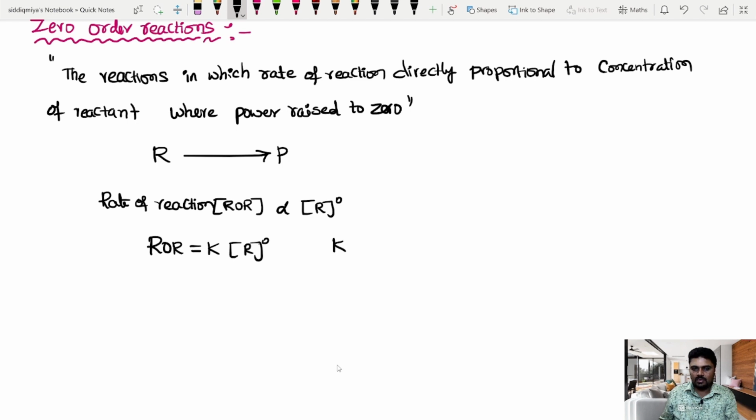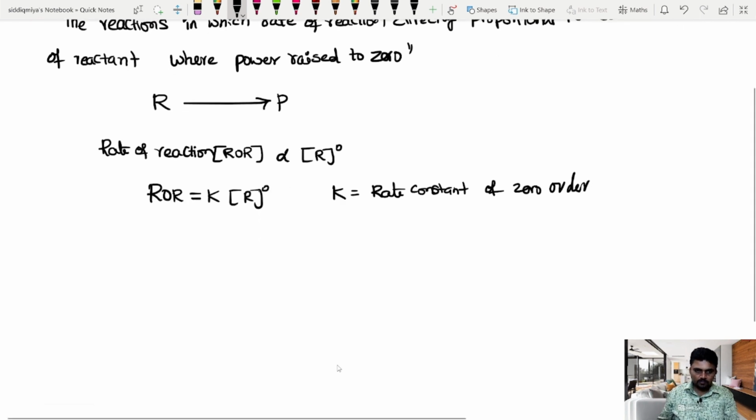What is K here? K is the rate constant of zero order. Why? Because we are discussing zero order, so K is the rate constant of zero order. K can also be the first order rate constant in first order reactions. So the rate of reaction is equal to K into R power 0, meaning 1. If you are not writing it, it is the same meaning. So this is the formula.